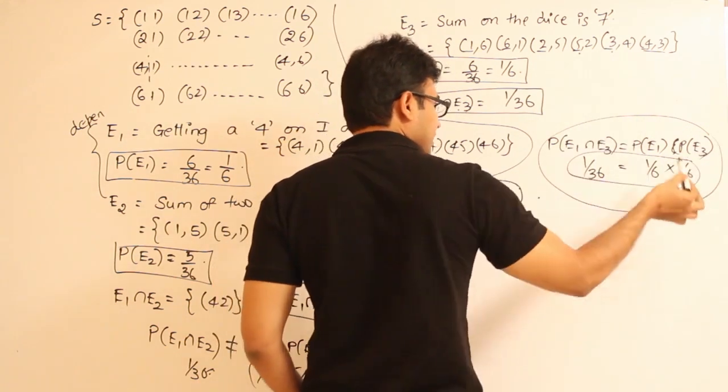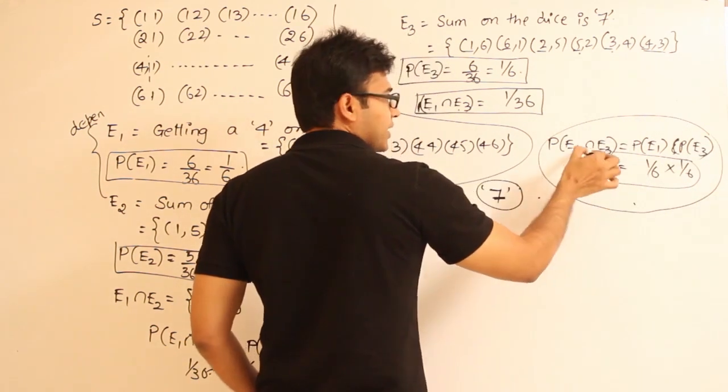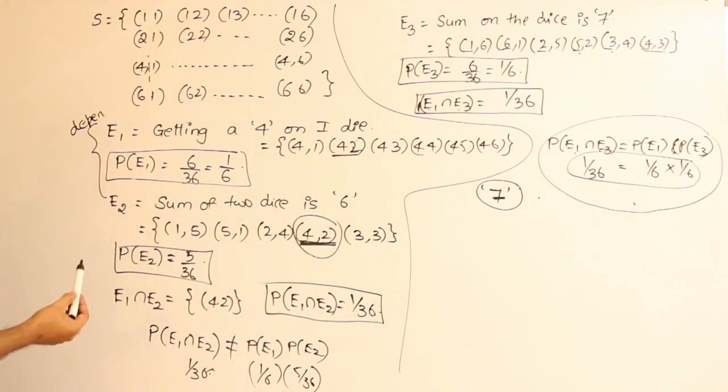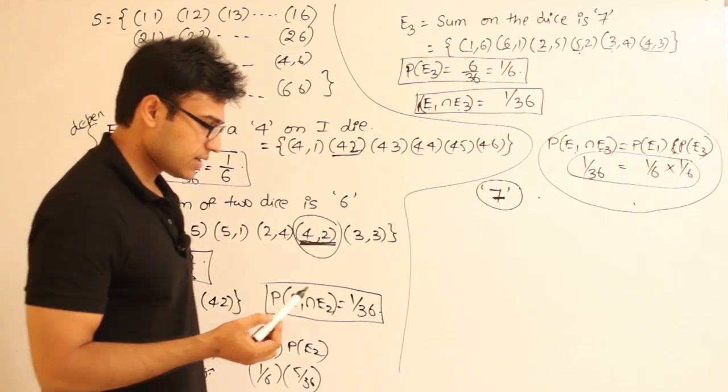So since this formula is true, we can say that E1 and E3 are independent, and here E1 and E2 are dependent. Are you getting the idea?